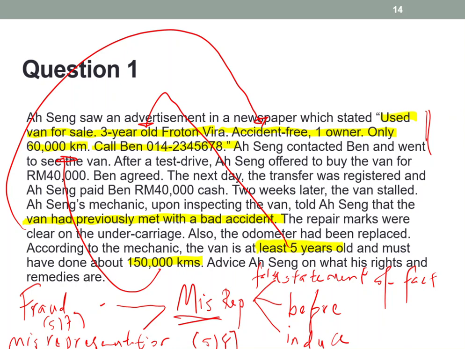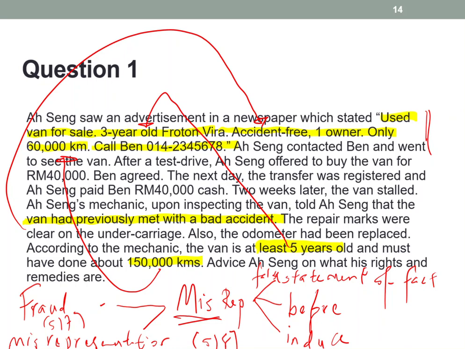If you were the only owner, wouldn't you know that your van has been in an accident before? If you are the only owner of the van, wouldn't you know how old it is? So from here you know he purposely lied. Since he purposely lied, this is fraud under Section 17. And since it's fraud under Section 17, Section 19 says the contract is made voidable.